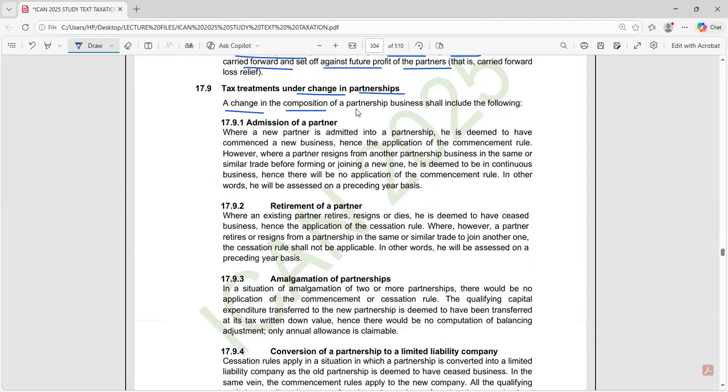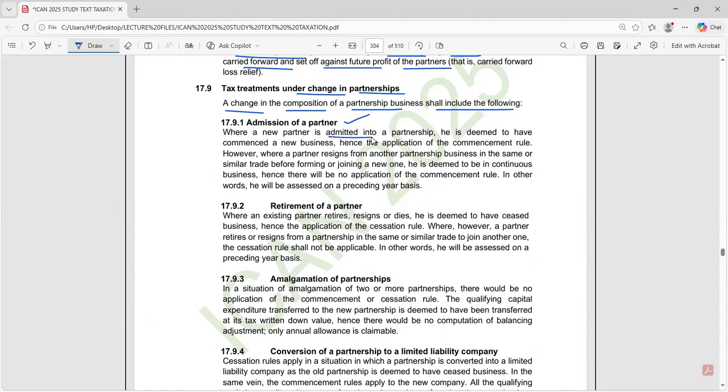Okay, so let's look at tax treatment under change in partnership. A change in the composition of a partnership business shall include the following. One, admission of a partner. Admission of a partner simply means that we were formerly 3, and we now bring in 1 more person. It therefore means that the partnership deed we did before has expired, because the composition of the partnership has changed from 3 to 4. So we are drafting a new agreement for the 4 of us.